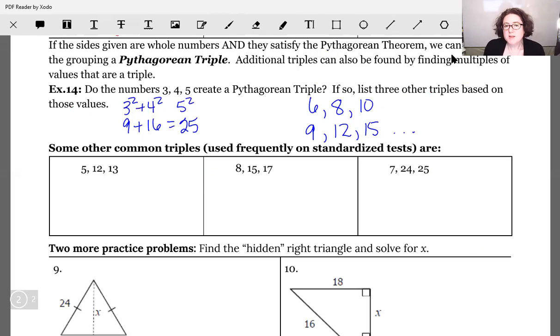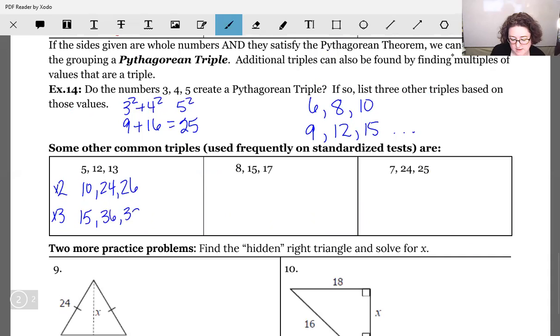So, people have gone through and tested all possible combinations, and the ones that are used most often, especially on the SATs, or if you need to take the SOL, keep an eye out for these triples because you don't need to test them. We already know that they make a right triangle. So one triple is 5, 12, 13. So if we do a scale factor of 2, we could have 10, 24, 26. Or if we did scale factor of 3, we could do 15, 36, 39. And those make a right triangle.